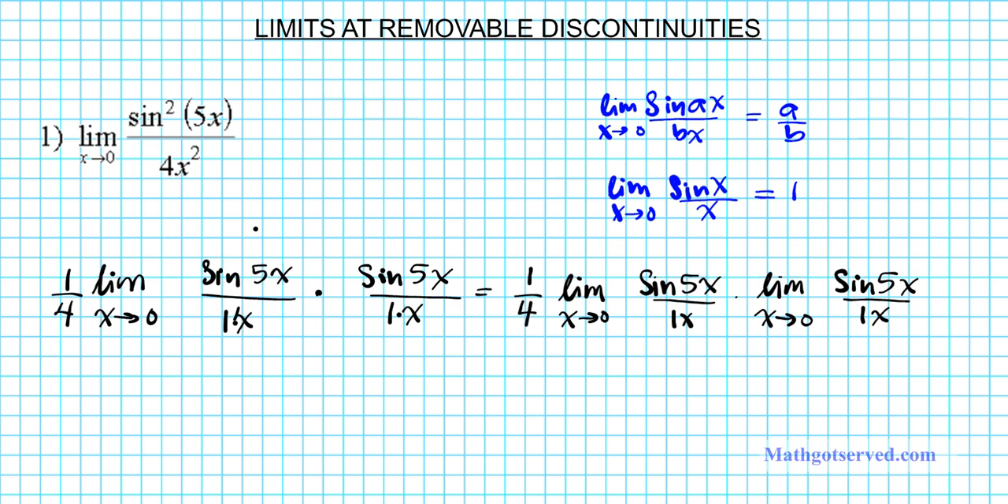So our limit is going to become 1 over 4 times 5 over 1 times 5 over 1. And when you multiply it across, your final answer will be 25 over 4. So that's that.